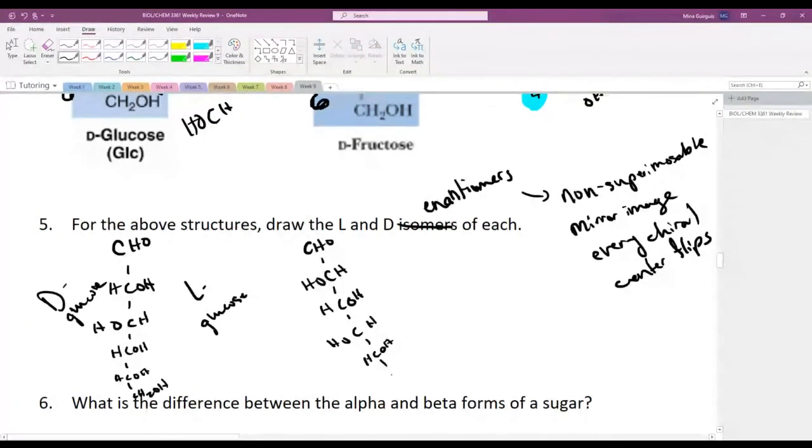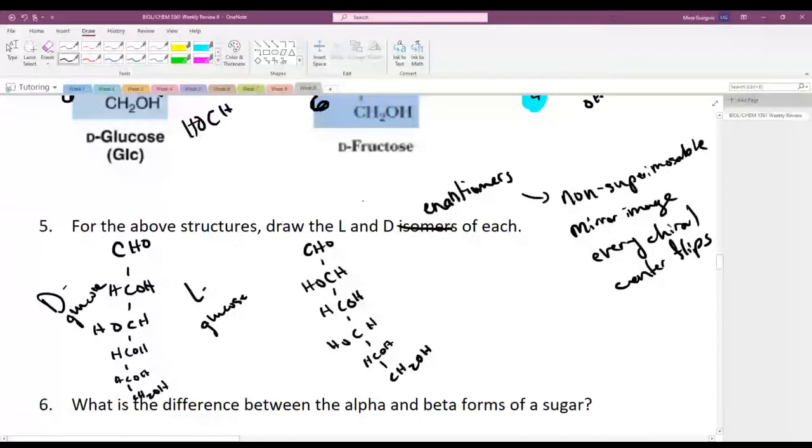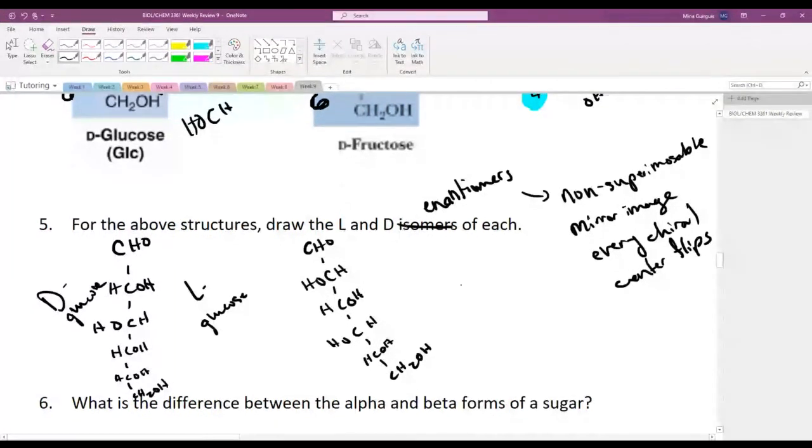HCOH. And then the bottom one, nothing changes since it's not even chiral. Okay? So, in other words, for L and D, every chiral center switches. And I really want to emphasize that because I think it's something that a lot of students make the mistake of just looking at the very last one. Okay?